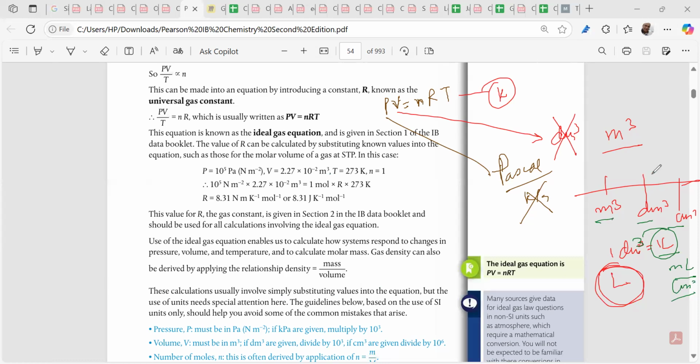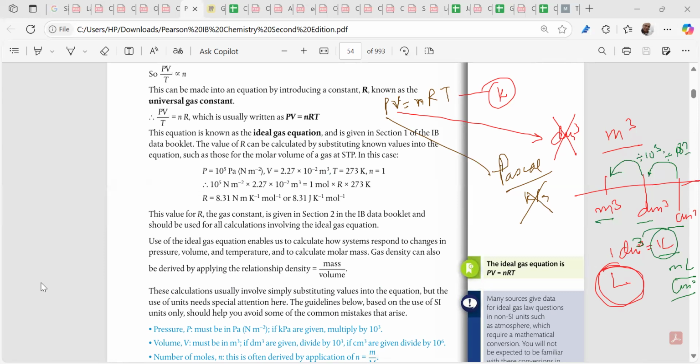If you want to convert decimeter cube into meter cube, you do what? Divide by 10 to the power 3. If you're converting centimeter cube to decimeter cube, you do what? Divide by 10 to the power 3. Is it clear? Understood? So these are the things you have to master. Any questions? Please tell me over here. No? Fine.